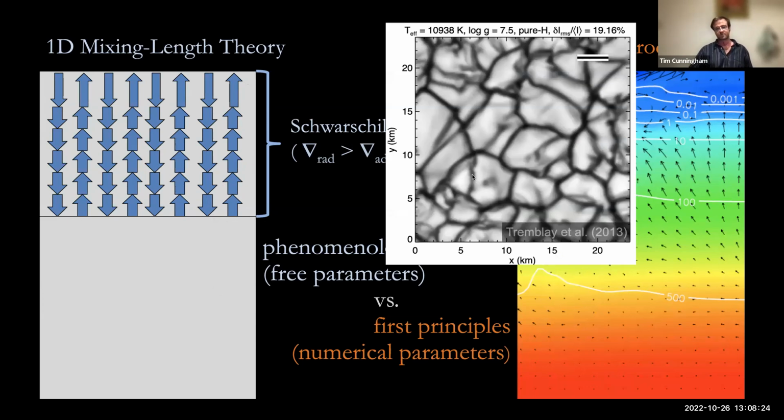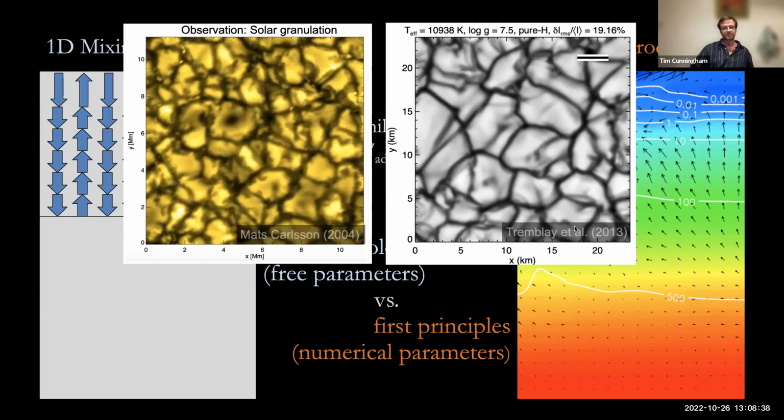Just to give you an example of our simulations, this is looking down at the surface of one of our simulation boxes, and this is a snapshot of the emergent intensity. On the left here is observation of the sun. So qualitatively, you can see we have this granular convective behavior here. But I'll just point out that the length scales here are 3 orders of magnitude different.